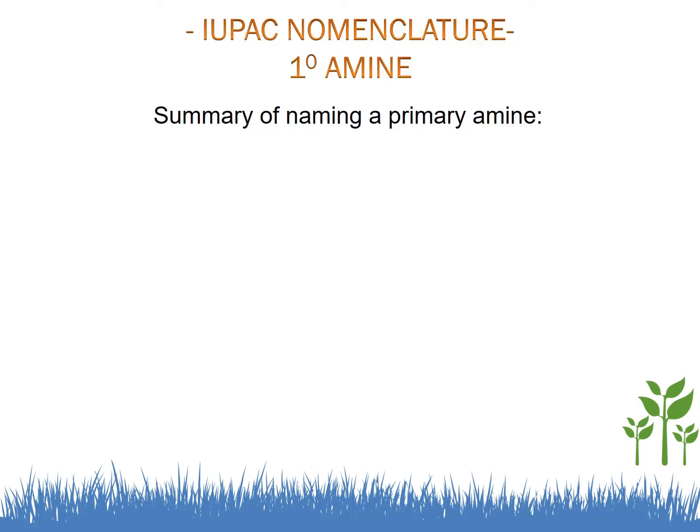In general, amines can be named either by systematic or common names. Naming amines by the systematic nomenclature follows the same rule as the IUPAC nomenclature for alkanes. This is the brief summary of naming a primary amine.